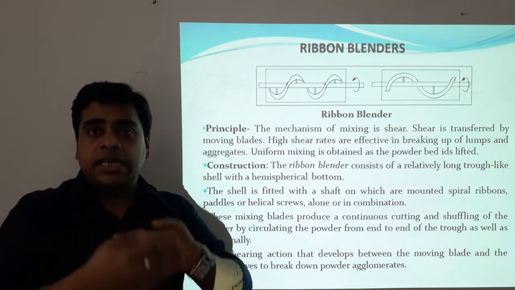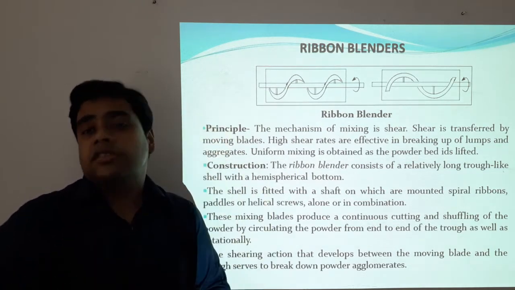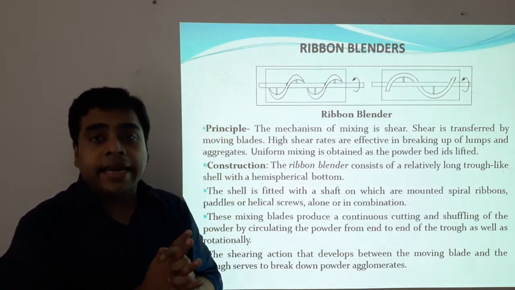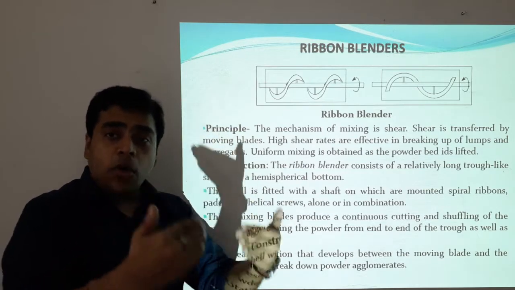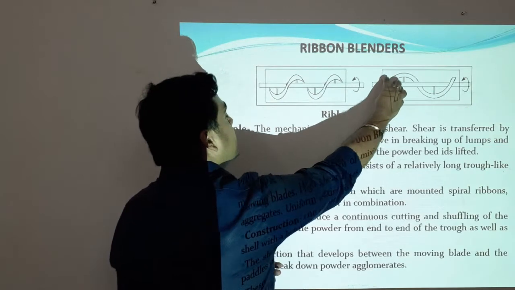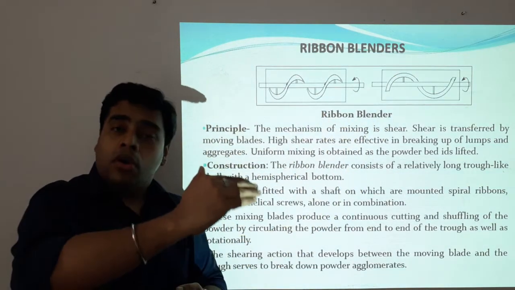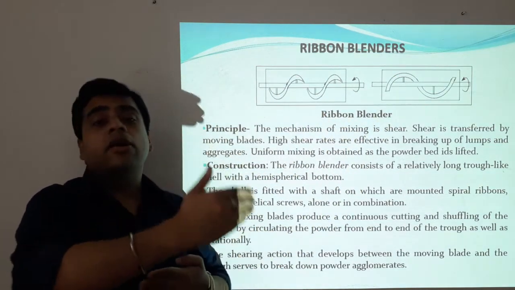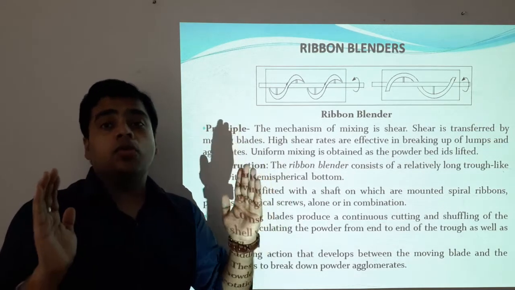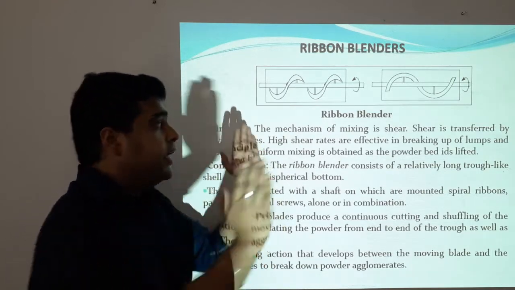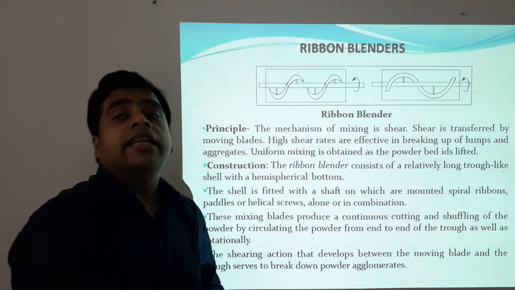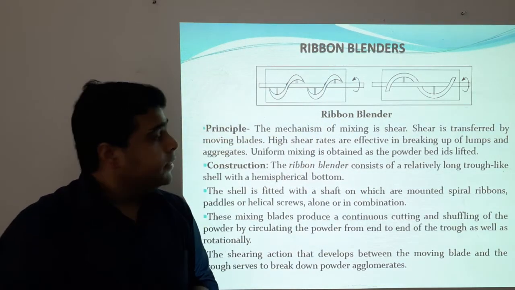Because of these moving blades, the shear is transferred, and high shear rates are effective in breaking up lumps and aggregates. Uniform mixing is obtained as the powder beds are lifted, because if you put samples inside this and the blades are rotating, the rotating blade will also take the powder, and the powder bed is also moving, but the entire blender is not moving. It is a fixed trough. Only the shaft containing the rotating blades in the shape of the ribbon is rotating.